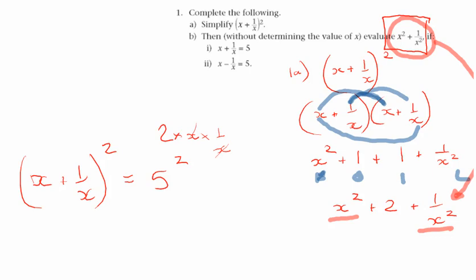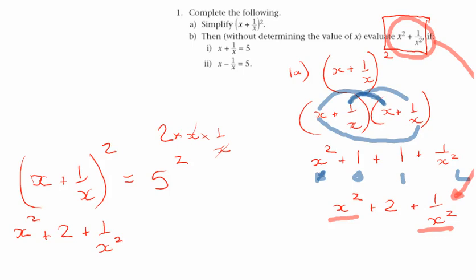X squared plus 2 plus 1 over x squared. It's like one of those old-fashioned cooking shows, where they said, oh, and here's one I made earlier. It's just like that. Here's what I made earlier. And that equals 25.